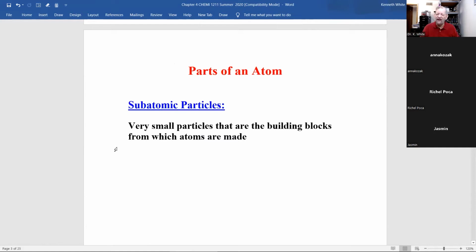Now, when we talk about an atom, there are certain parts of an atom you should know. And these parts are called subatomic particles. Subatomic, what does that mean? Does everybody know what a submarine is? Give me a thumbs up if you know what a submarine is.